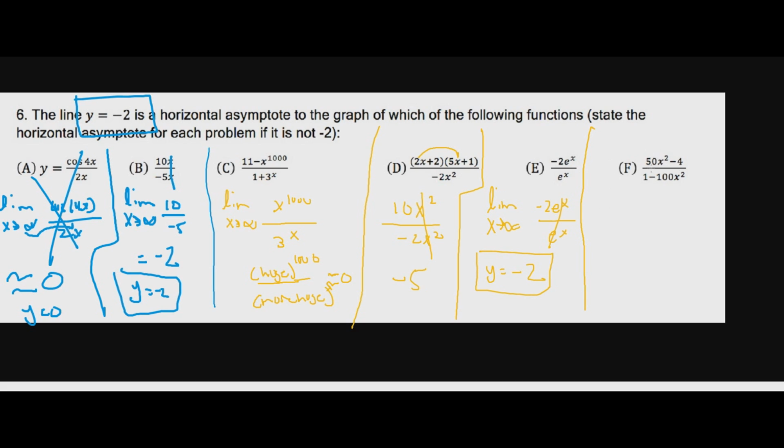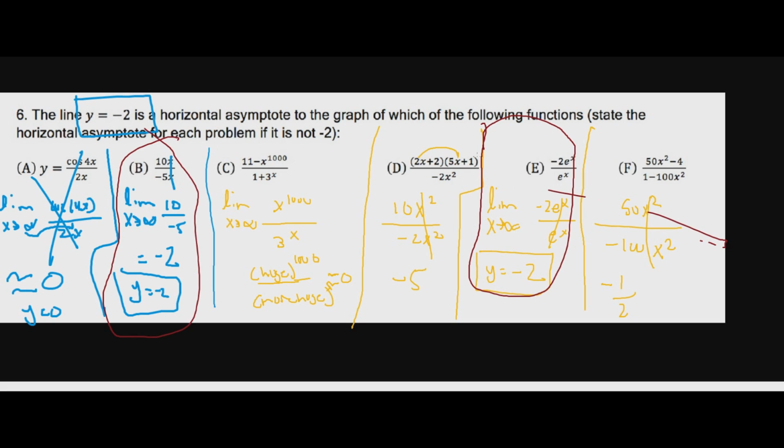Let's look at this problem here. We have 50x squared over -100x squared. These cancel out, and I'm left with -1/2. 50 divided by 100, that's half of the amount, so -1/2. That's not -2. So the only ones that we can conclude worked were E and B. These were the only ones. That's it for that set there.